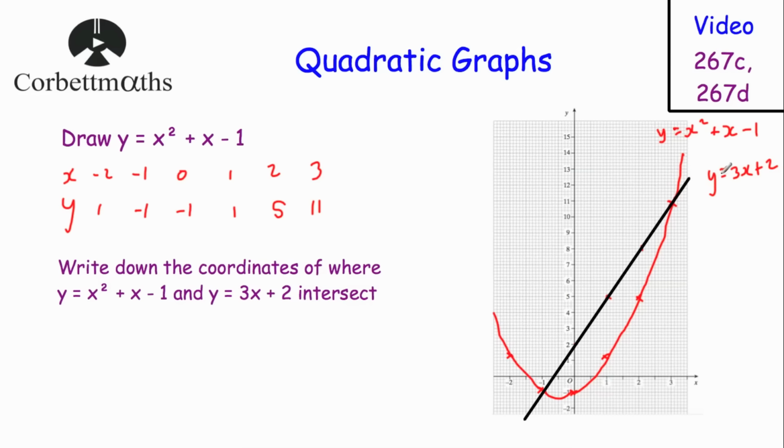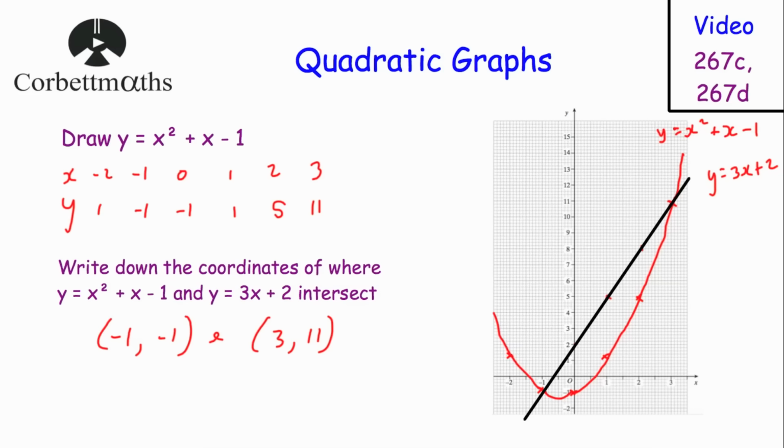So we've drawn the graph y equals 3x plus 2, and we've got our quadratic, and we've been asked to write down the coordinates of where they intersect or where they meet. So if we have a look, we can see they meet twice. They meet here at the coordinate -1, -1, and they also meet again up here at 3, 11. And that's it. So they are the coordinates of the 2 points of where they meet.